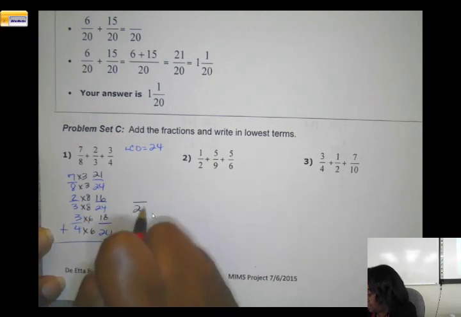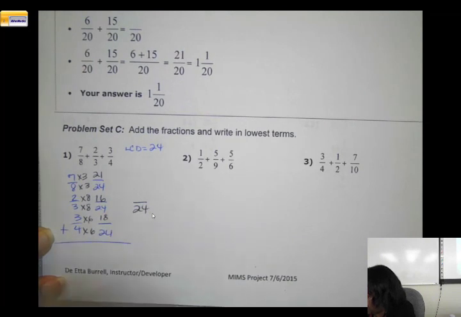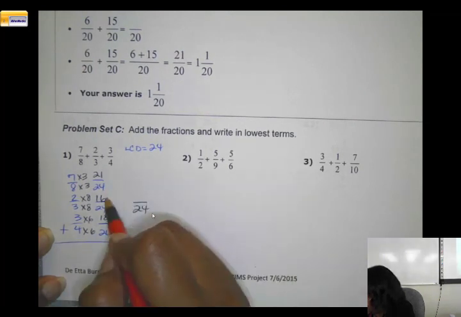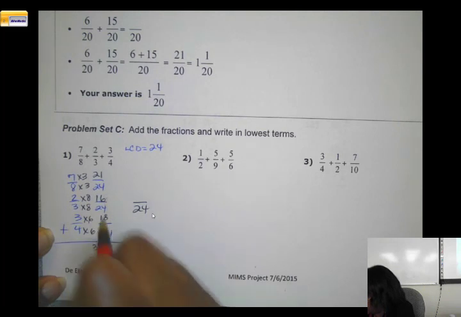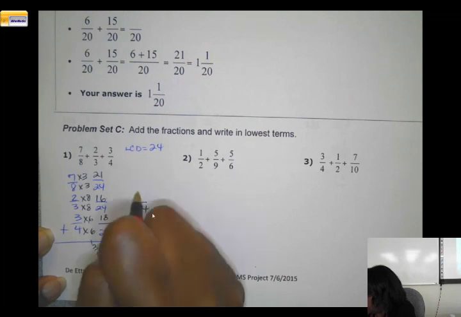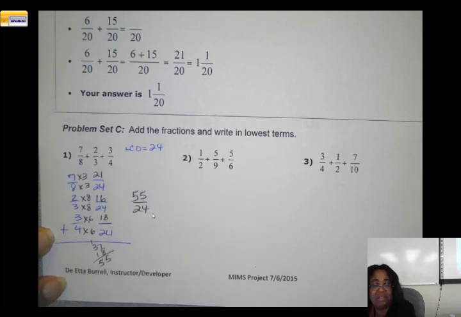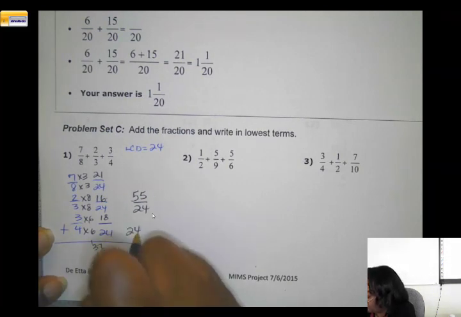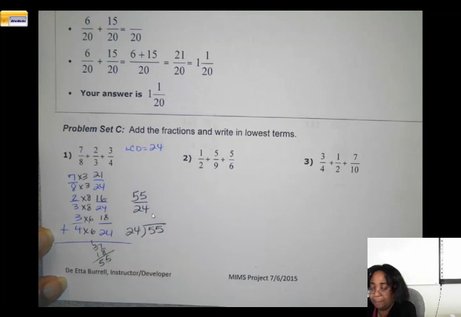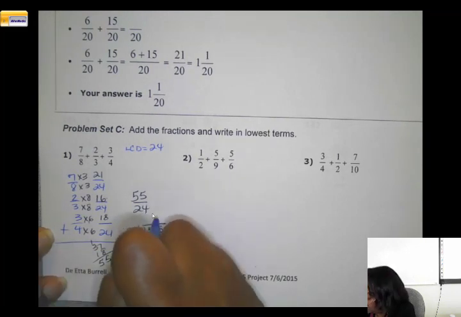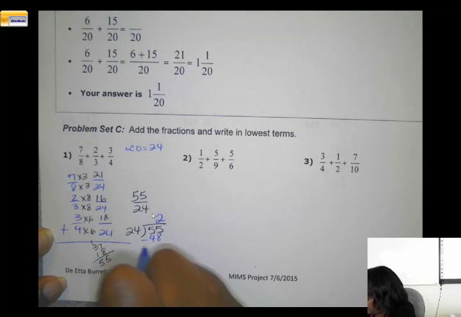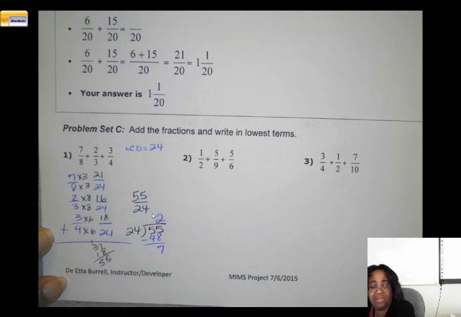So you know 24 is your common denominator, and you need to add. Let's see, this is a 7, 37, and 18. I get 55. Now, can I leave my answer as 55 over 24? No. How many times will 24 go into 55? And what's left over? I get 7 left over, right? So 2 and 7/24 is what I have there.